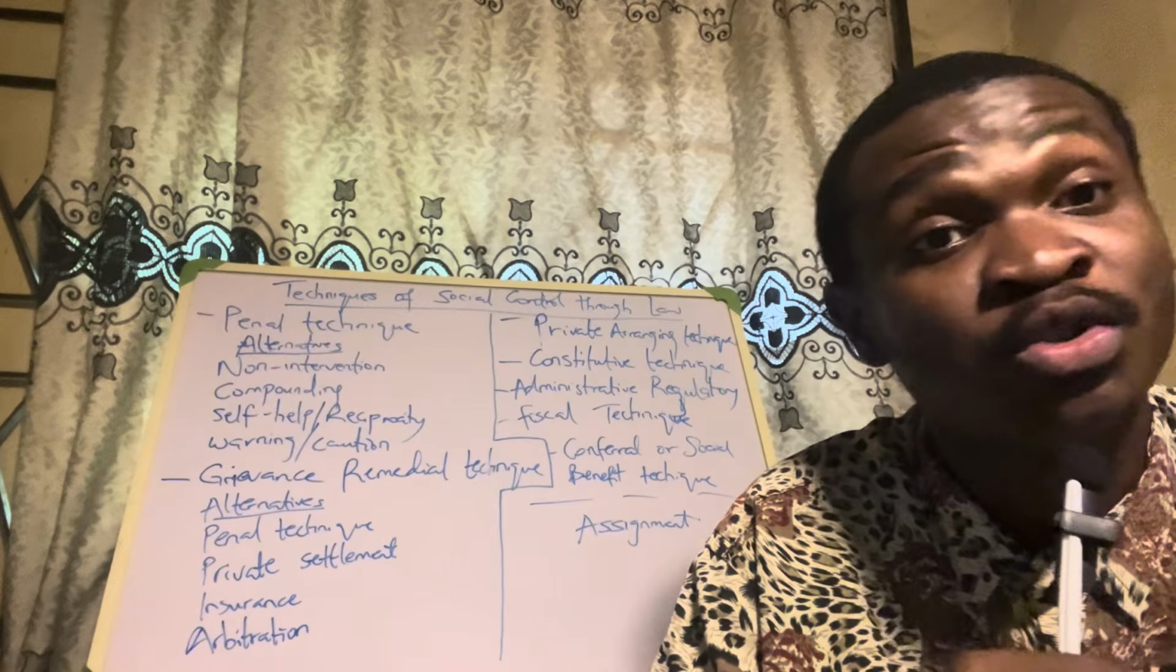Now, if you know that this particular offense or this particular action is an offense under the law, and you know the punishment that is accompanying it, will you want to go and do that action? Now, if you do not do those actions, it means that the society would be peaceful. The society would be free from crimes and offenses. And when the society is free from crimes and offenses, then you will now see that there is orderliness, there is peace, there is tranquility. So it has now succeeded in controlling our social behavior. So that is penal technique.